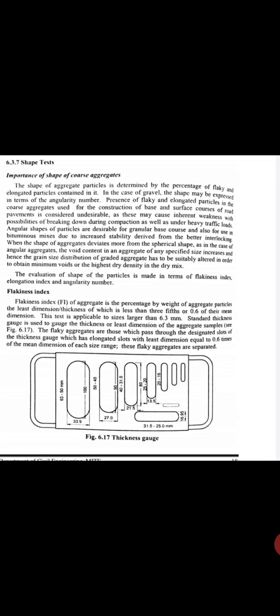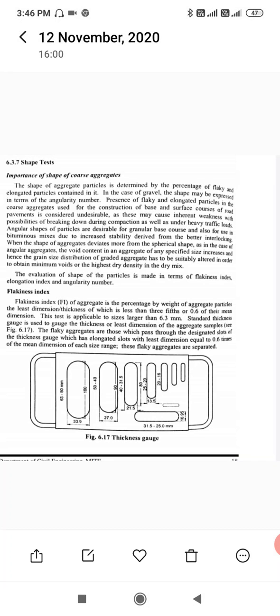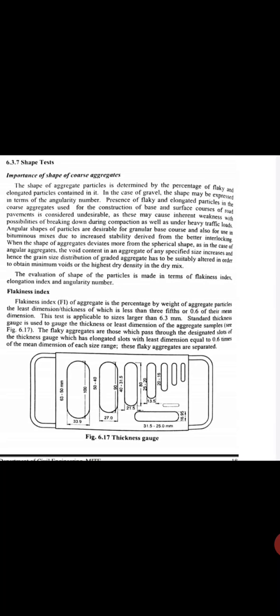The shape of aggregate particles is determined by the percentage of flaky and elongated particles contained in it. In the case of gravel, the shape may be expressed in terms of the angularity number. Presence of flaky and elongated particles in the coarse aggregate used for the construction of the base and the surface course of road pavement is considered undesirable, as this may cause inherent weakness with the possibility of breaking down during the compaction as well as under heavy traffic loads.